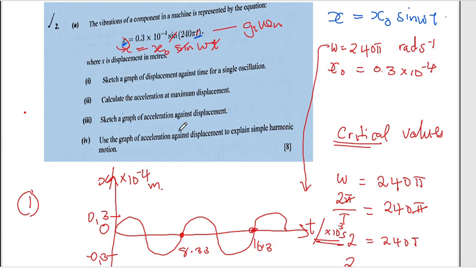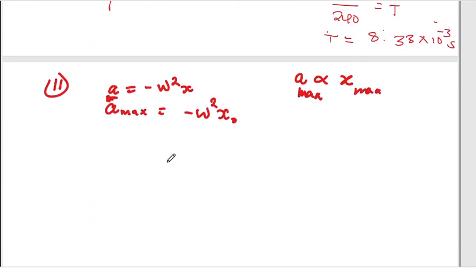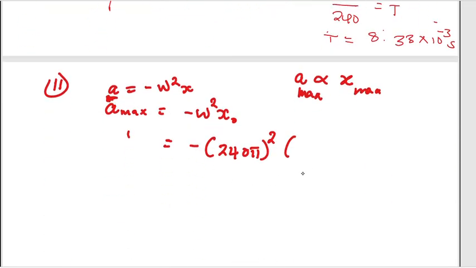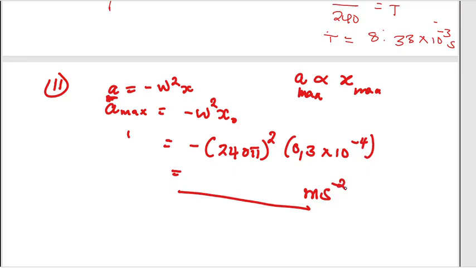And let's substitute my values. Omega is 240 pi. This is omega squared times x naught. X naught is our maximum amplitude, maximum displacement, which is the amplitude. So 0.3 times 10 to the power of minus 4. And then we are going to know our maximum acceleration. It's going to be negative here.